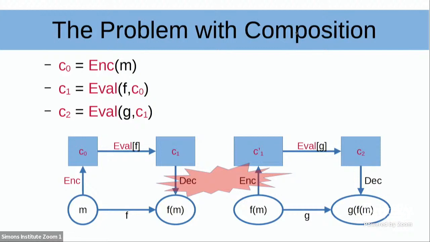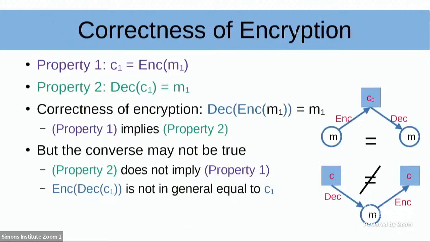You want C1 to be the result of applying the encryption algorithm going up rather than the decryption algorithm going down. And it's easy to convince yourself that these are different properties. So saying that C1 is an encryption of M1 and saying that C1 decrypts to M1 are different properties. And the first property implies the second one; that comes from correctness. It means that if you take a message M, you encrypt it and decrypt it, you get the same M.